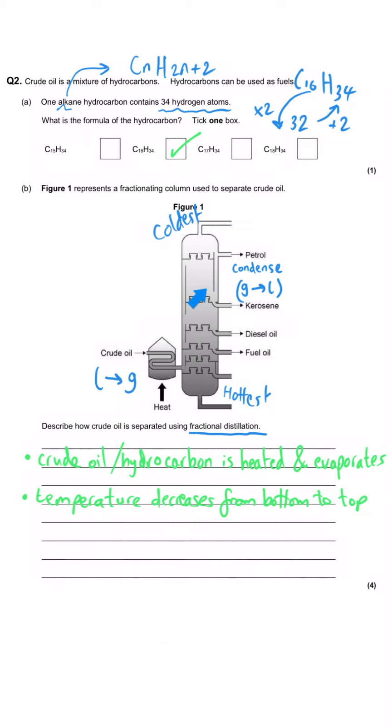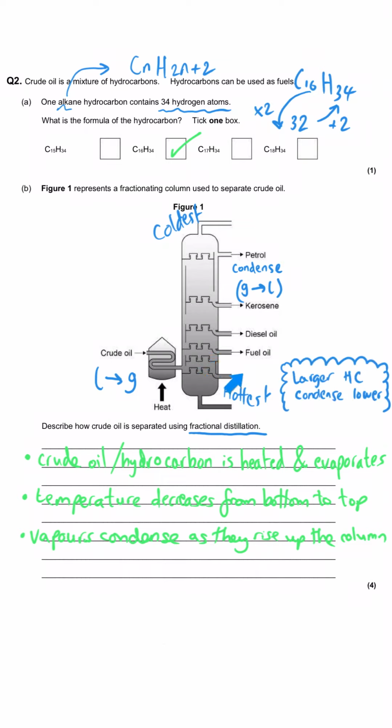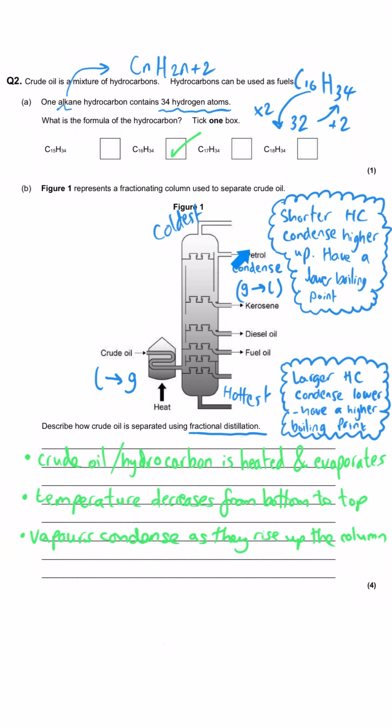And that happens at different points depending on how long that hydrocarbon is. And the larger hydrocarbons condense down at the bottom, and the shorter hydrocarbons condense towards the top. And in fact, some really, really long hydrocarbons don't even vaporize at all, and they dribble straight back out of the bottom of the column as a liquid. And additionally, some hydrocarbons are so small that they never condense, and they go straight out of the top of the column as a gas.